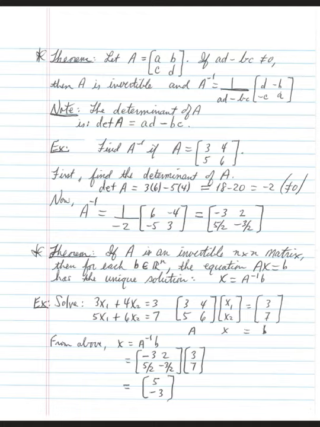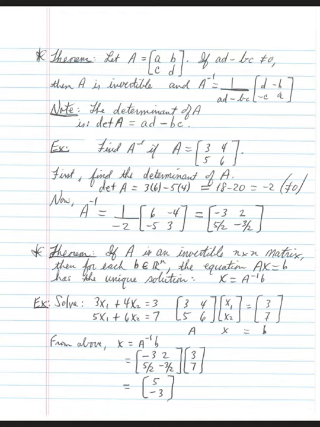Find A inverse if matrix A is the 2 by 2 matrix [3, 4; 5, 6]. The determinant is the first thing you calculate: 3 times 6 minus 5 times 4, or 4 times 5, however you want to do it. I actually recommend using your calculator. 18 minus 20 is negative 2. That's not 0, so we can continue.